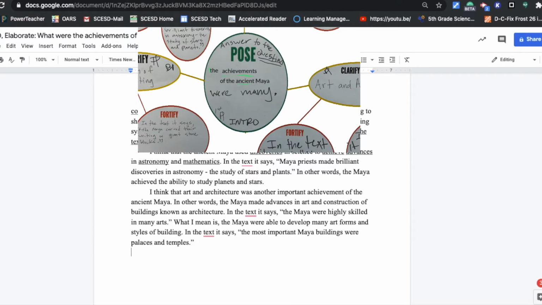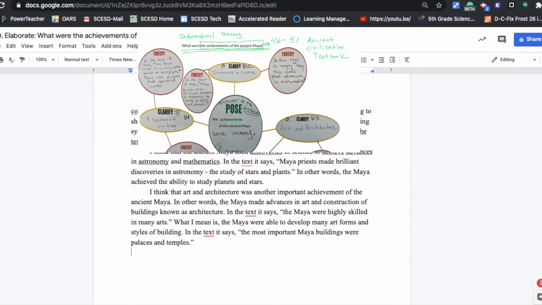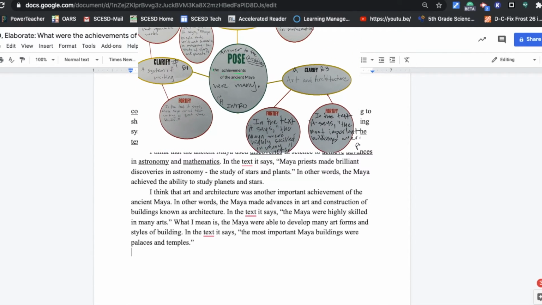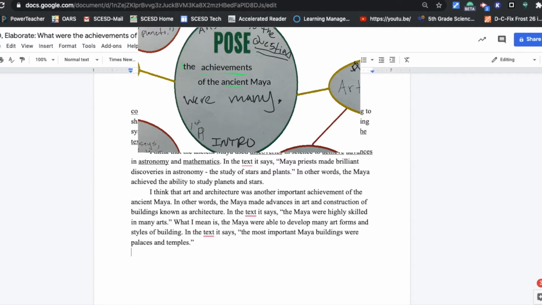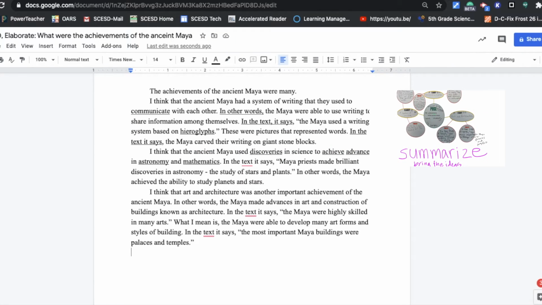That you, after saying all this stuff that we have on our mind map, we've talked about a system of writing, we've talked about discoveries in science, we've talked about art and architecture, at the end, the reader wants to be assured that you are still talking about the achievements of the ancient Maya being many. So we can go ahead and write that by looking at our first intro sentence, which is actually here. So the achievements of the ancient Maya were many, and we can just figure out a different way of saying that using our purple Hawk Talk card.